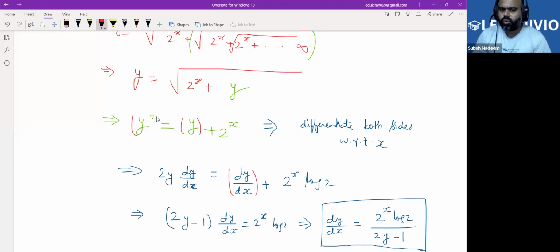And here y square, when you differentiate with respect to x, it is like the chain rule, no? That is, you are differentiating y square with respect to y, and then again y with respect to x. So this becomes 2y into dy by dx. Is it okay? Yes, sir.